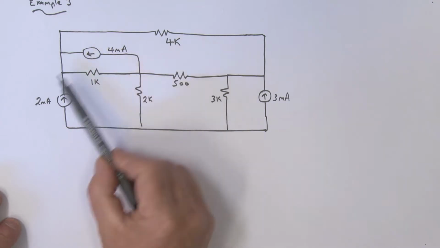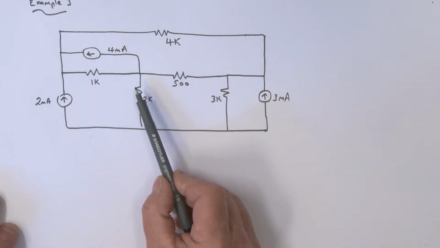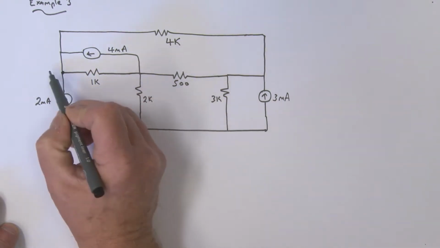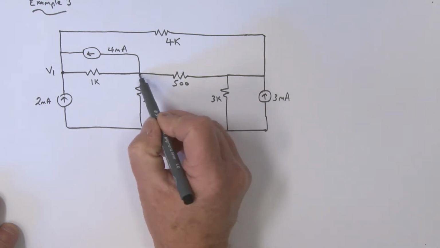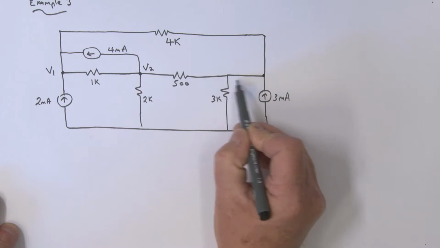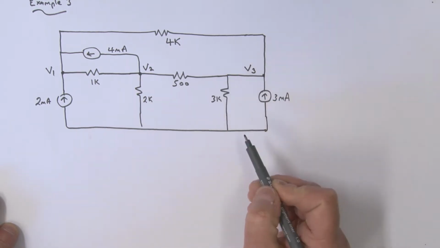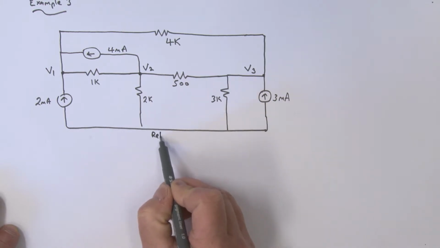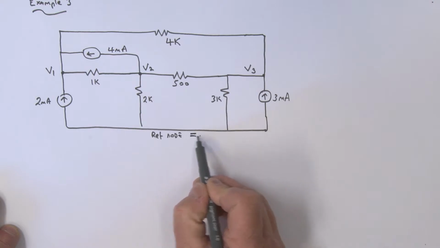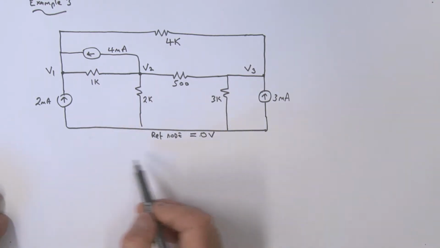Okay, let's have a look at a third example here. Now, I think it's getting a little bit more complicated, but once again, we've really got a node here, which we'll call the V1 node. We've got a node here, which we'll call the V2 node. And we've got a node over here, which is really the same point here, which we're going to call the V3 node. And then, of course, this is our reference node sitting over here. So that's our reference, which is at 0 volts. Okay? So let's start writing down our node equations.